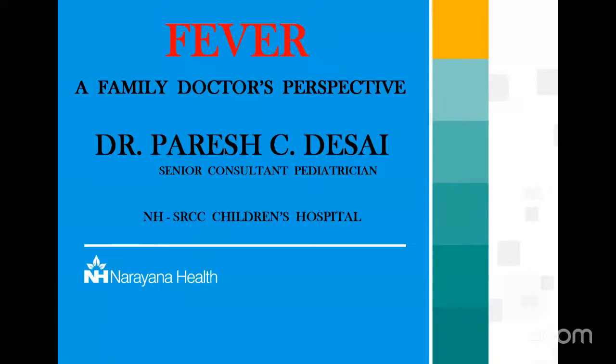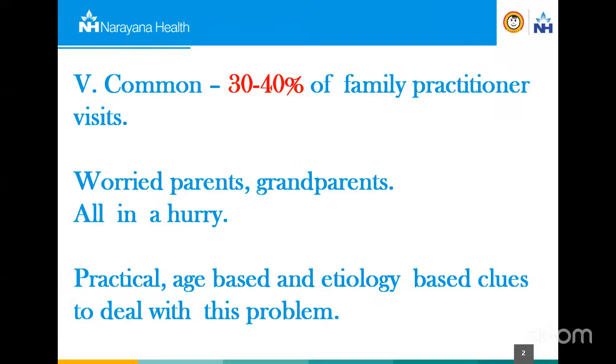So from a family doctor's perspective, 30 to 40% of patients who usually come to the GP are children. People are worried about children more than their parents. So the adults, you can wait 3-4 days. Children, they will not wait. They will always be in a hurry, especially if there are grandparents. So here is a practical, age-based and etiology-based approach to deal with this.